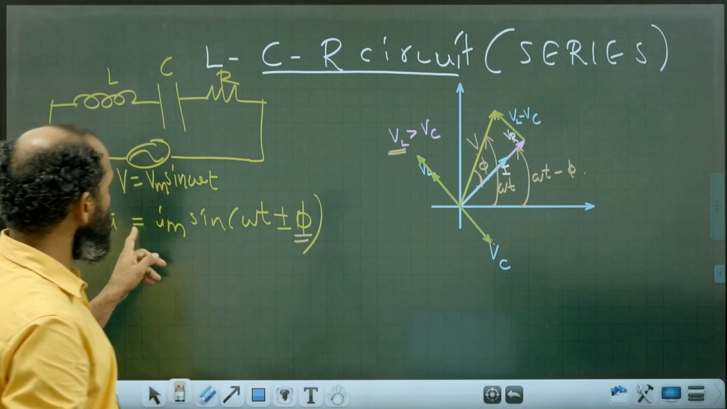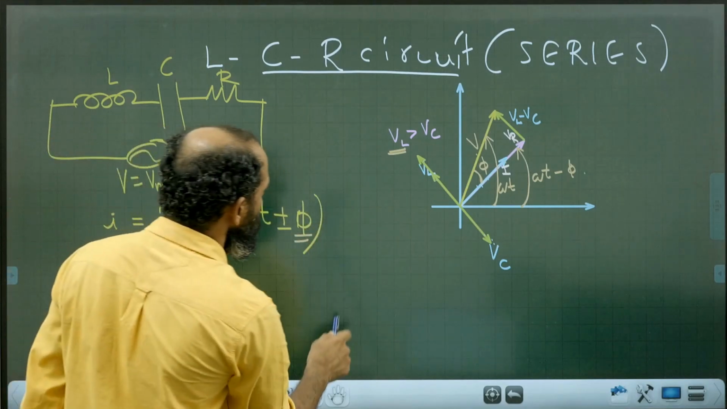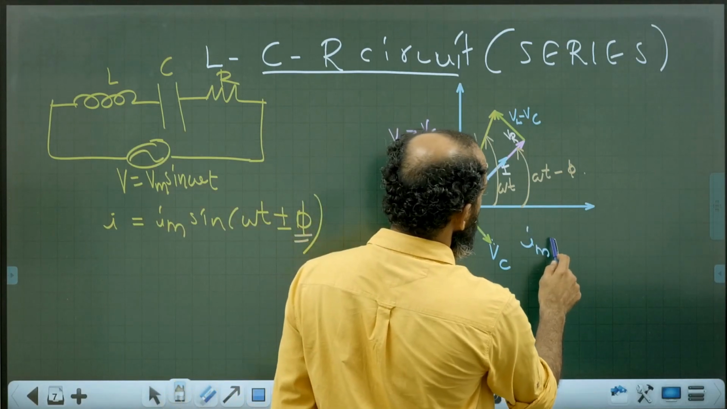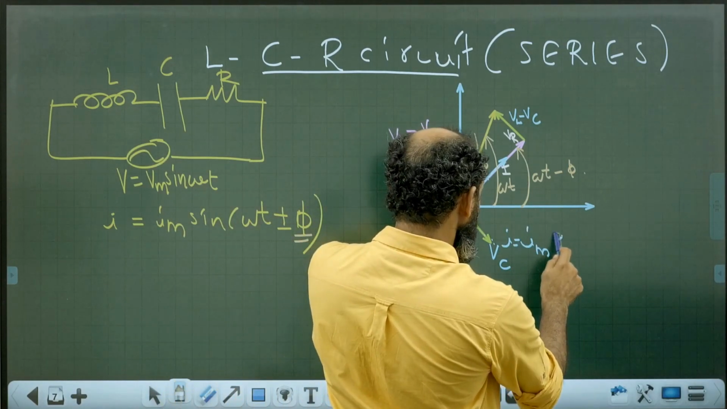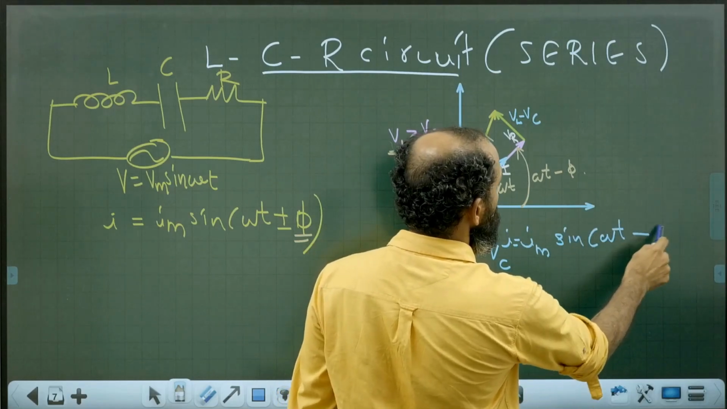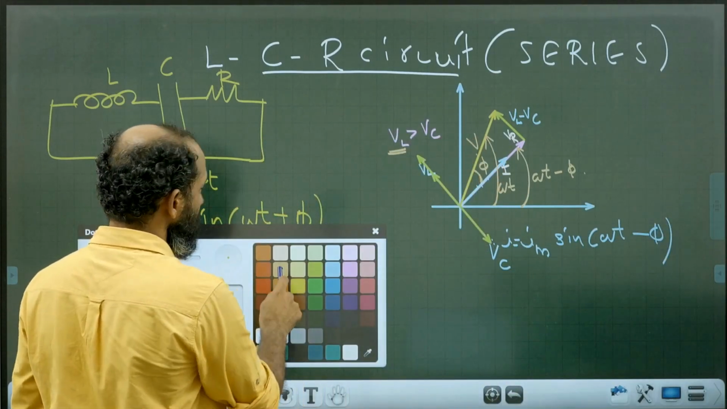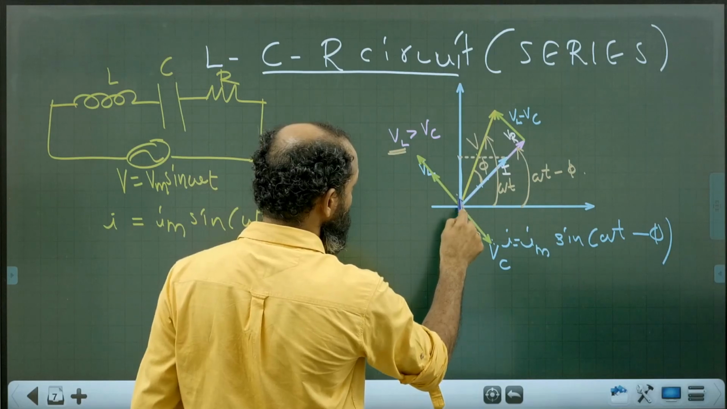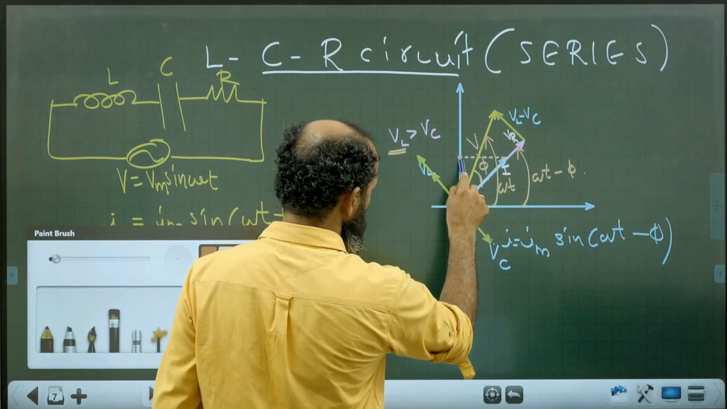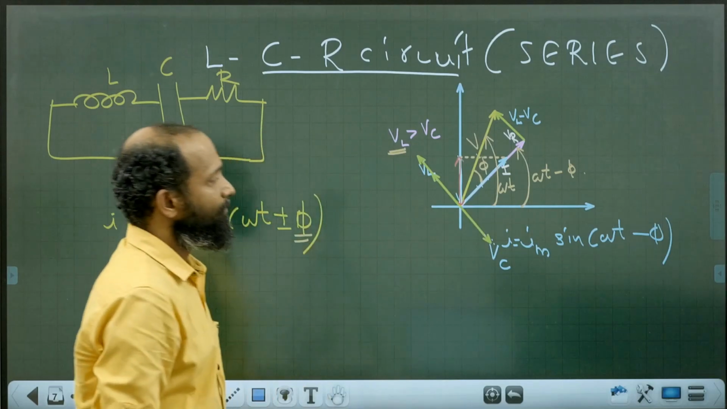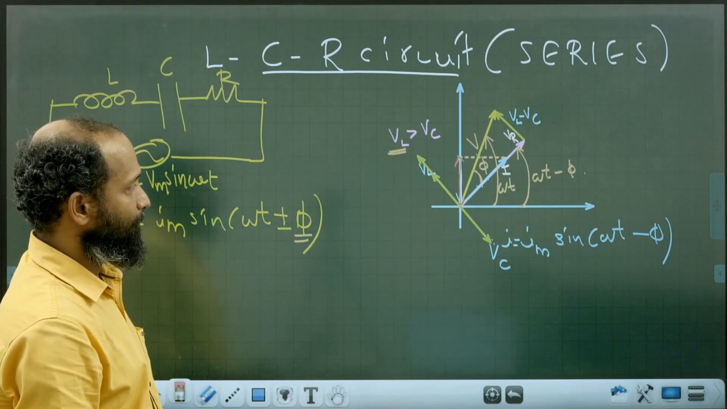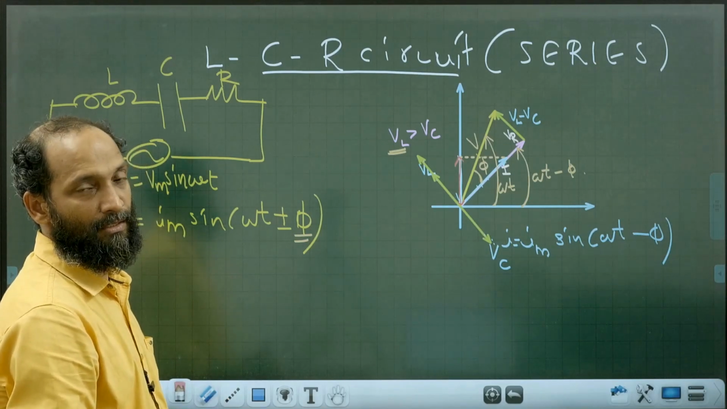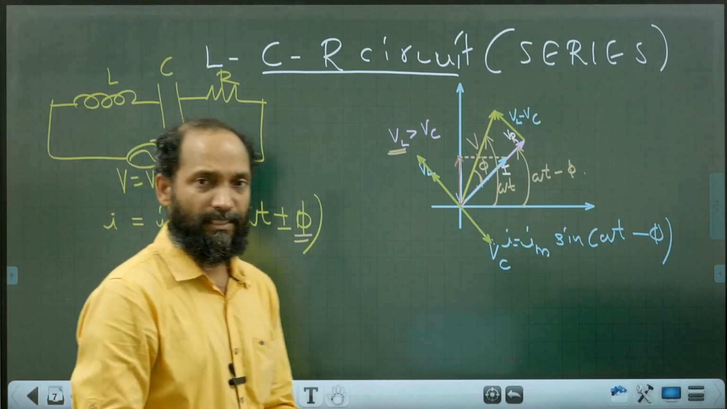So circuit current can be plus or minus. Here I have chosen minus. That's why this equation would be I is equal to Im sin omega t minus phi. Dropping a perpendicular from the tip of the current phasor onto the vertical axis and measuring that length, you can measure this length as Im sin omega t minus phi, and that is the instantaneous current through the series LCR circuit. Hope that you are clear.